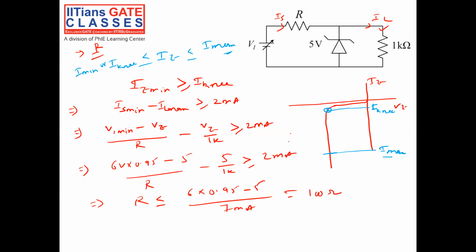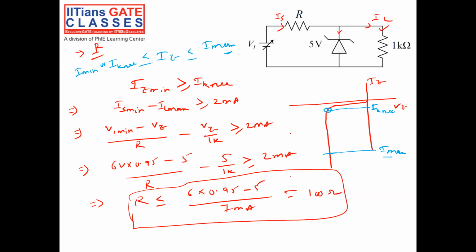So what you have to do: IZ minimum, you know, is 2 milliamp. IZ minimum is source minimum minus load maximum. Since the load is constant, I put a constant load. Then I got R should be less than or equal to 100 ohm. Okay, R should be less than or equal to 100 ohm, right? So I put 100 ohm.